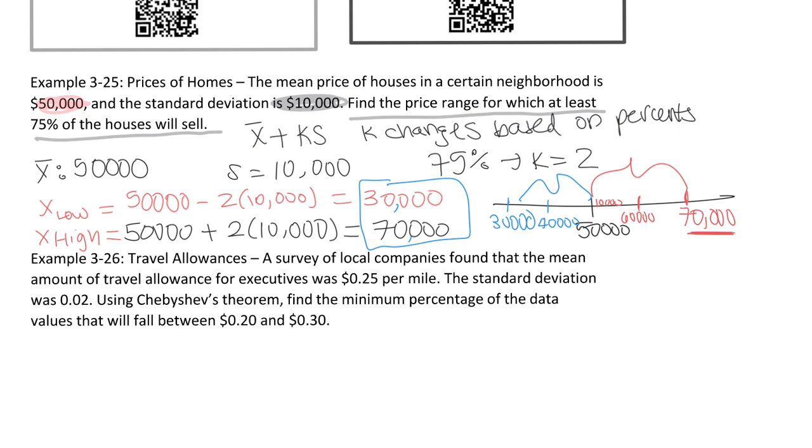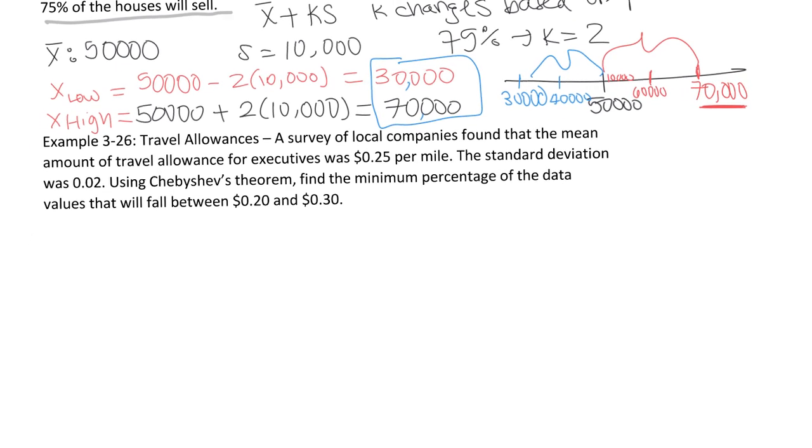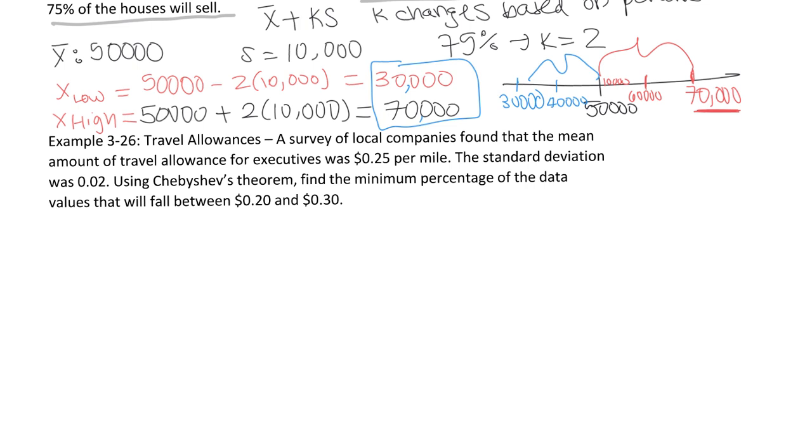All right. Now, another thing that they can do is they can give you the percentage values, and then you're actually going to have to solve for the K. All right, so let's see what that looks like. So that actually is on this next example.